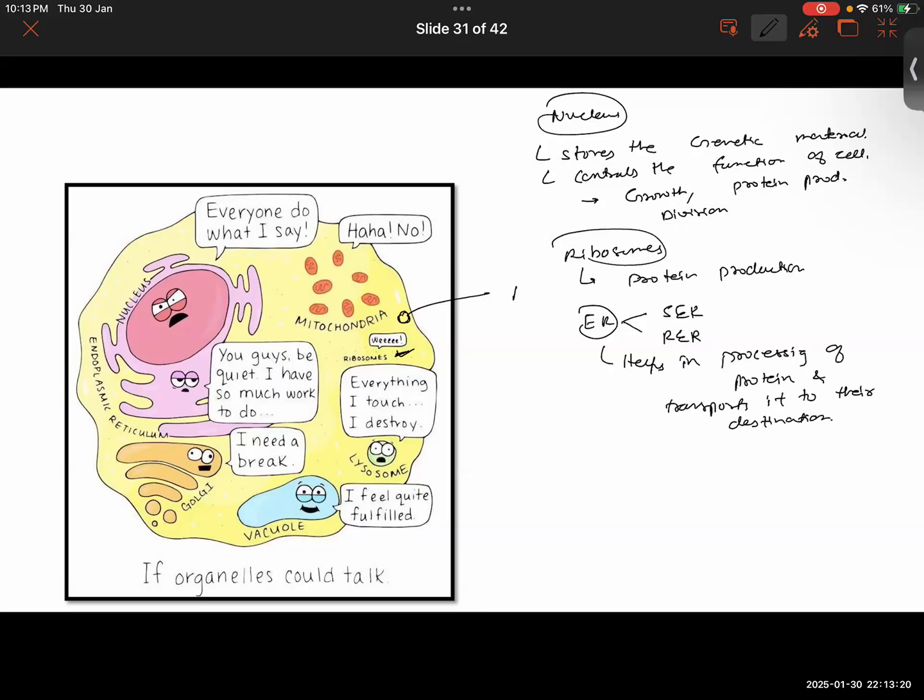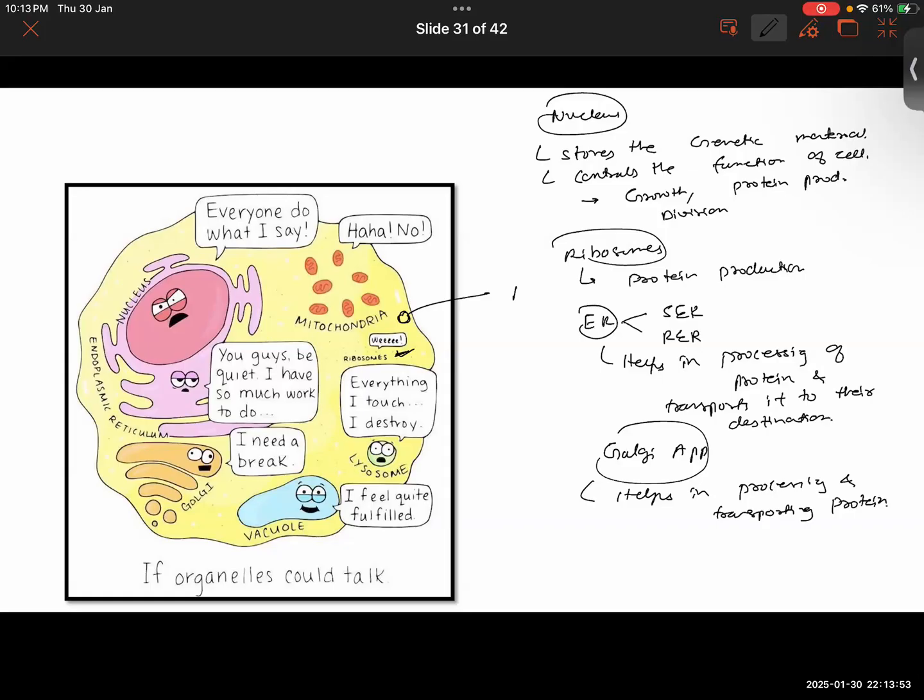Then you have the Golgi apparatus. The Golgi apparatus is also responsible for processing and sorting the proteins, and helps in transporting them to their final destination. So the Golgi apparatus helps in processing and transporting protein. It acts kind of like a post office, sorting and labeling the proteins.